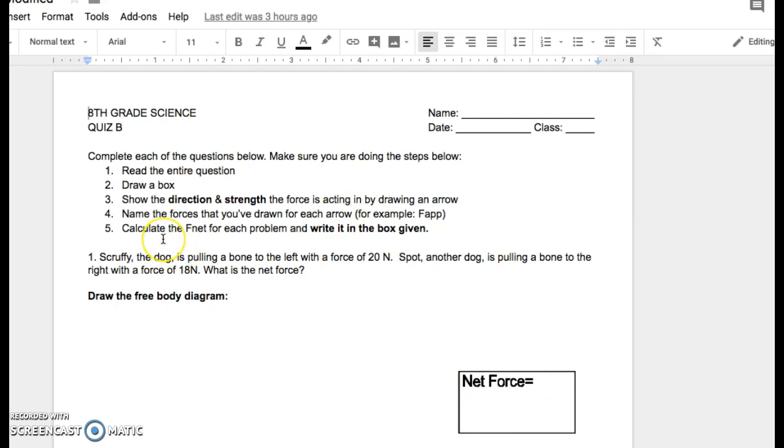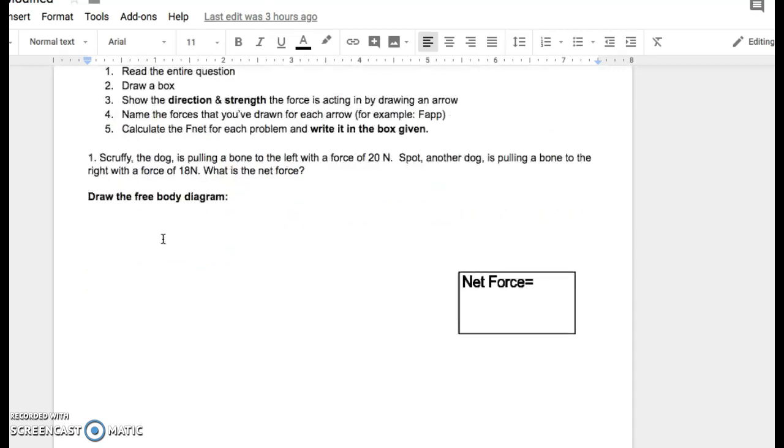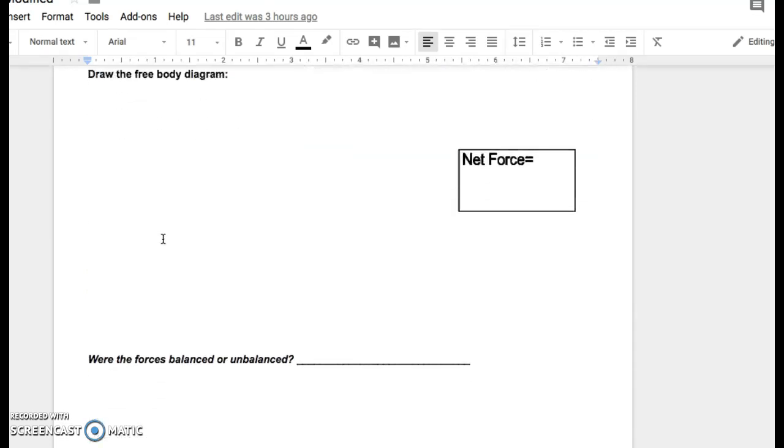Number 1, Scruffy the dog is pulling a bone to the left with a force of 20 newtons. Spot, another dog, is pulling a bone to the right with a force of 18 newtons. What is the net force? Once you're done, make sure you also include whether the force is balanced or unbalanced.